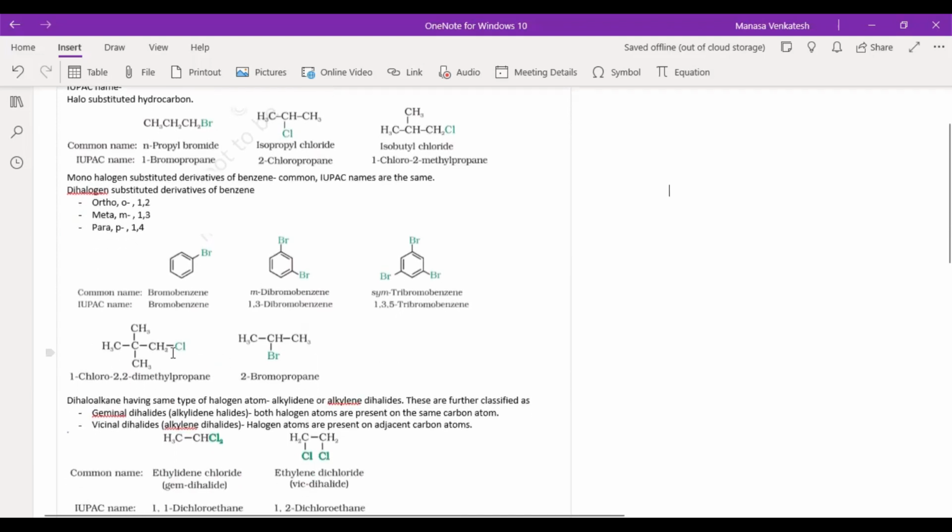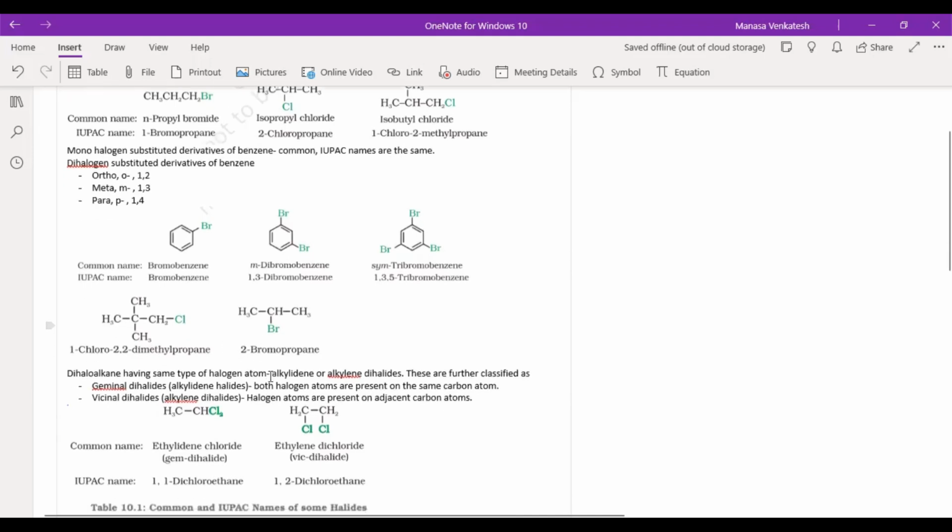Now, when we have a haloalkane over here, and this is basically, you have chlorine, right? So 1, 2, 3, and you have 2 methyl groups at the second carbon atom. So based on the alphabetical order, chloro gets first. So 1-chloro-2,2-dimethylpropane. This is again 2-bromopropane.